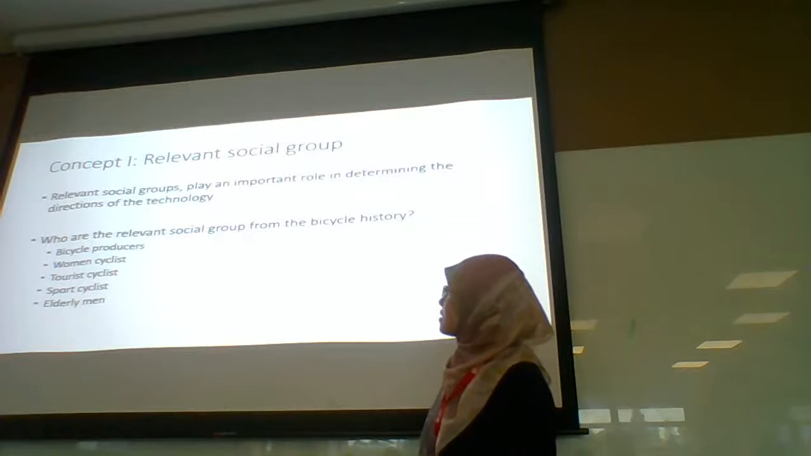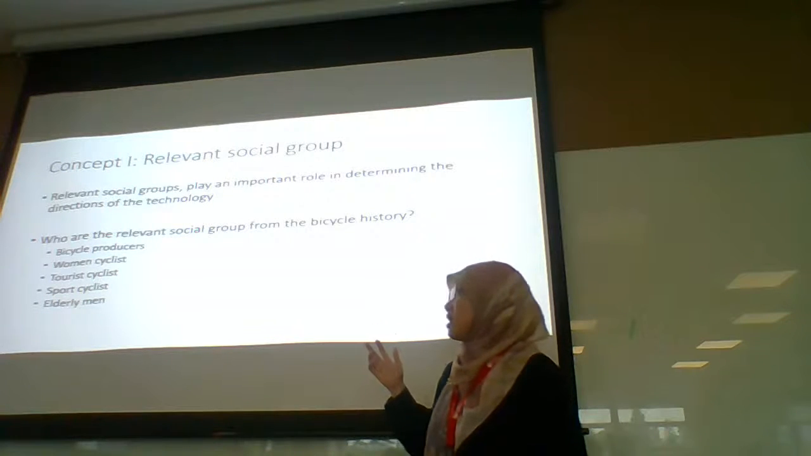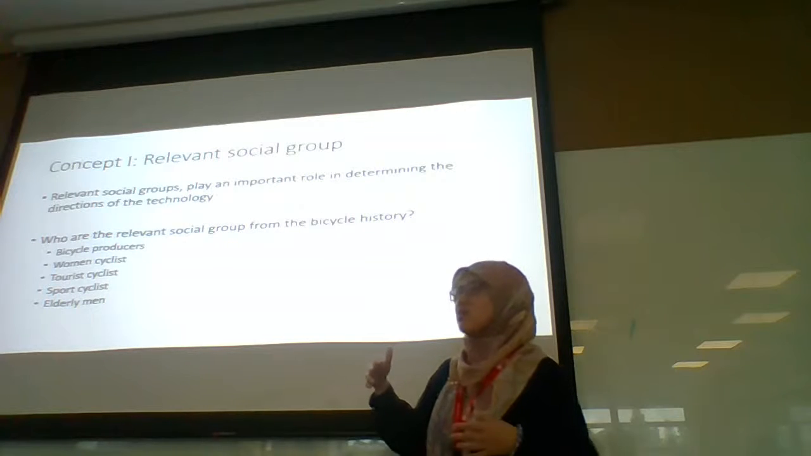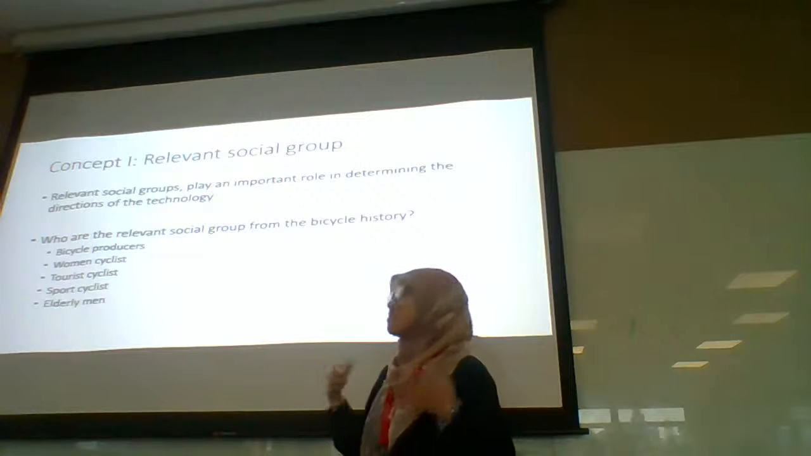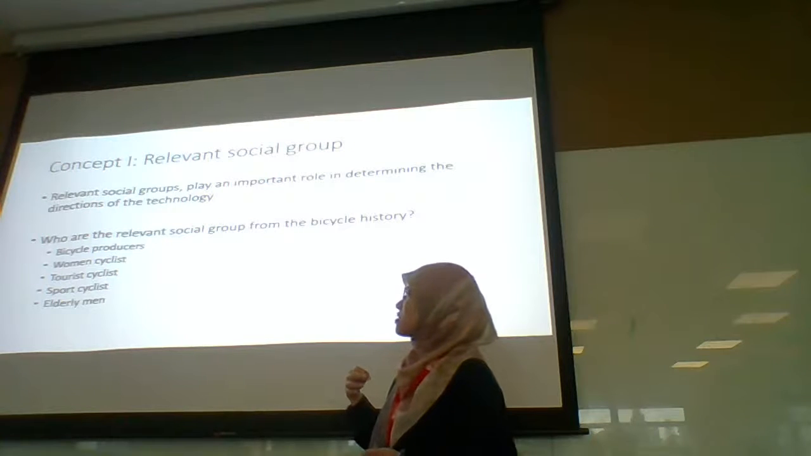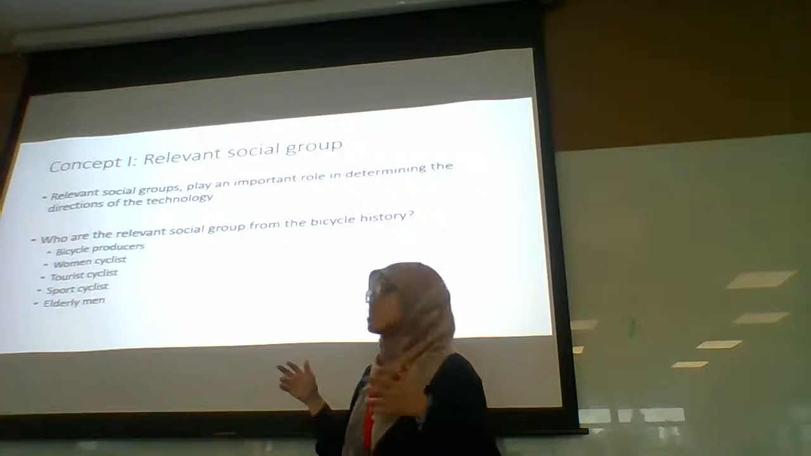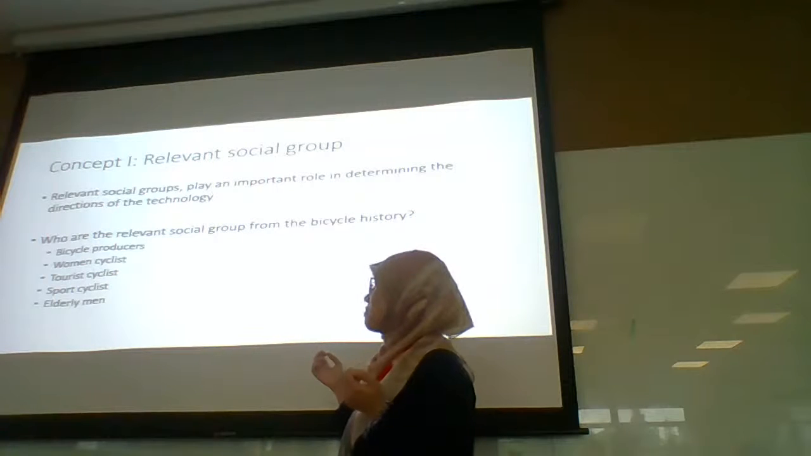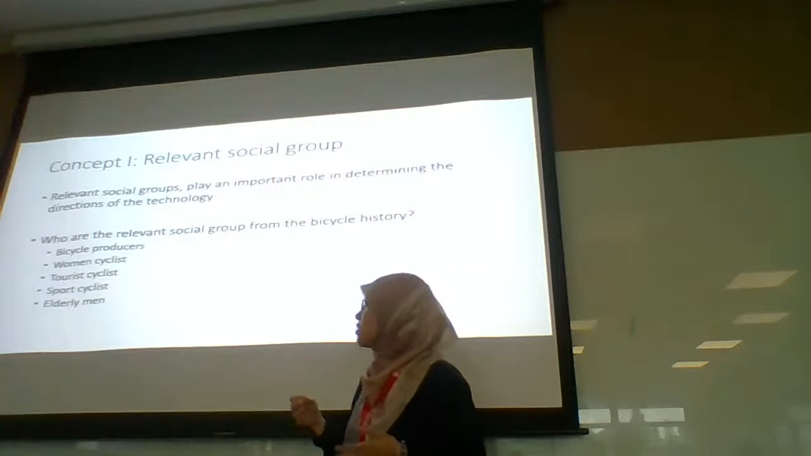which in this case is bicycle history. So they have these bicycle producers. For the bicycle producers, their main interest is inclusion: how to include more users, because more users means the ability to sell more products. For the tourist cyclists, it's how to use the bicycle in a safe way. For the sport cyclists, who are the dominant actors in the story, it's how to cycle as fast as possible. And for the elderly men, it's a question of safety, whether it's safe to ride a bicycle.